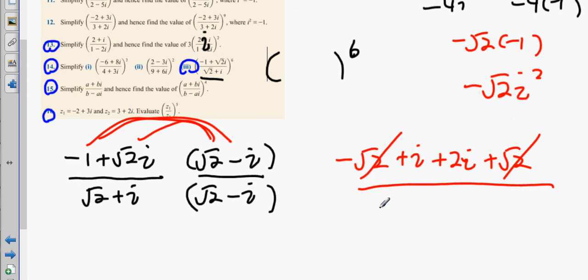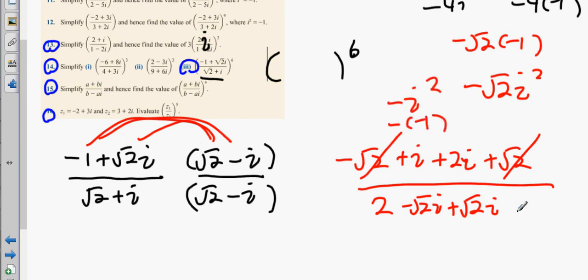On the bottom we're going to get root 2 times root 2, which is 2. Then we're going to get minus root 2i plus root 2i. Then on the bottom it's going to be i times minus i, which is minus i squared. Minus i squared is minus minus 1, which is going to be plus 1. Then we're going to have 3i divided by 3. That gives us i. And then this thing here becomes i.